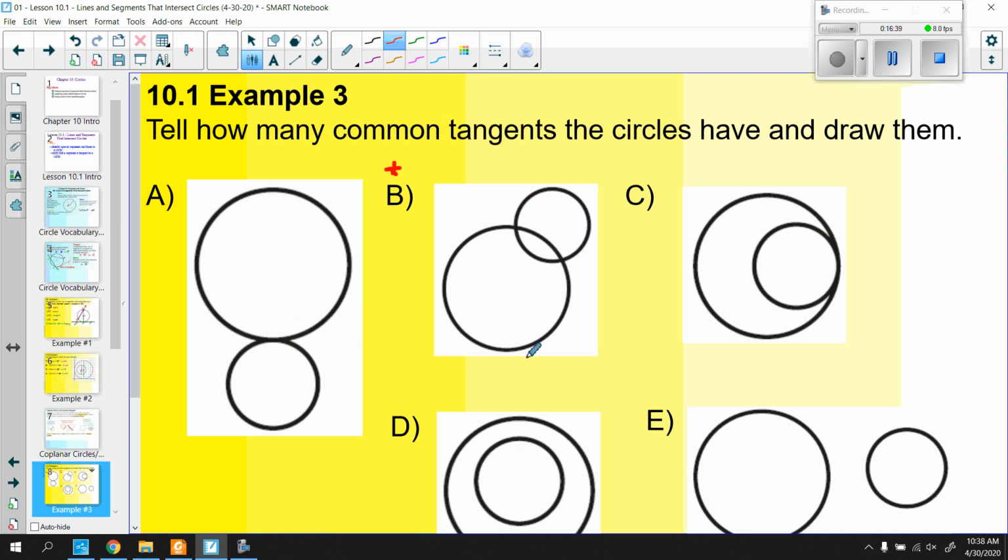So it's asking me to tell how many common tangents the circles have and draw them. I think it's going to be easier to draw them first and just count them up. It's going to vary depending on how your circles are situated. Right here, it's not going to be perfect because I don't have a straight edge, but I'm pretty confident that I could draw a line, ray, or segment that just touches this circle and also just touches that circle. There's an example of a common tangent.